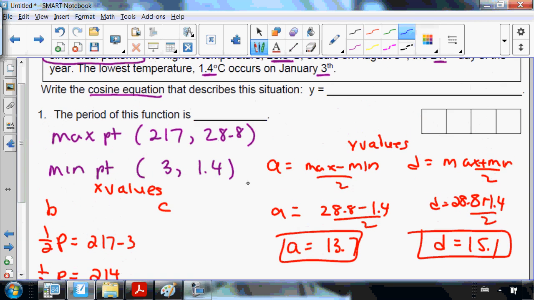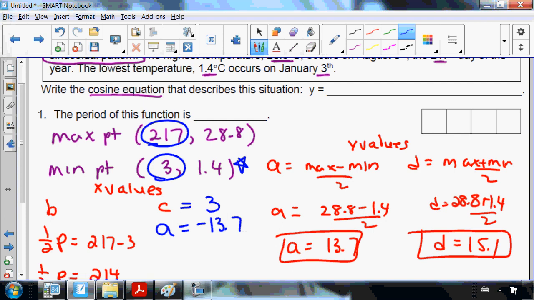So because I'm talking about cosine, when A is positive, cosine starts at a max. When A is negative, cos starts at a min. Look at your points. Which one is closer to the y-axis, the max point or the min point? The min, right, because it has a lower x value. So this is my starting point. So C is going to be 3, and I'm going to make A negative, so vertical reflection. So I'm starting at a min because the min starting point is closer to the y-axis than the max point all the way over at 217.